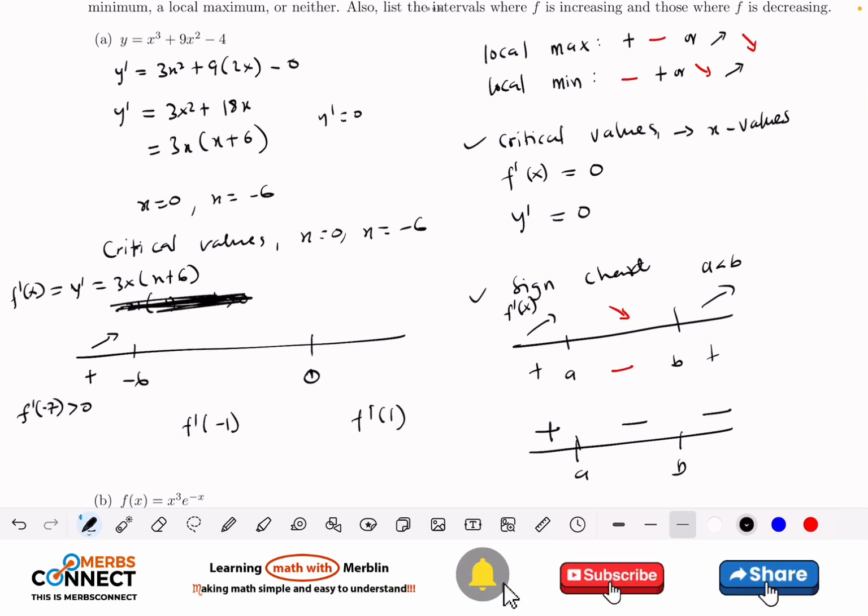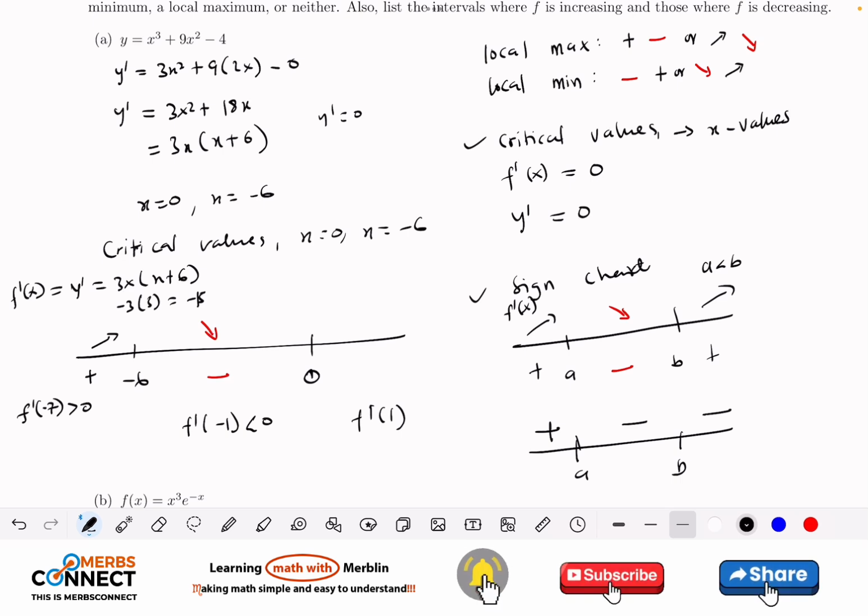We do the same by picking the other ones too. Let's look at minus 1. When I multiply 3 by minus 1, I get minus 3. Minus 1 plus 6 will be 5. When I multiply these, I get minus 15. Minus 15 is less than 0, meaning that this is minus, and then let me use my red, this is going to decrease, right?